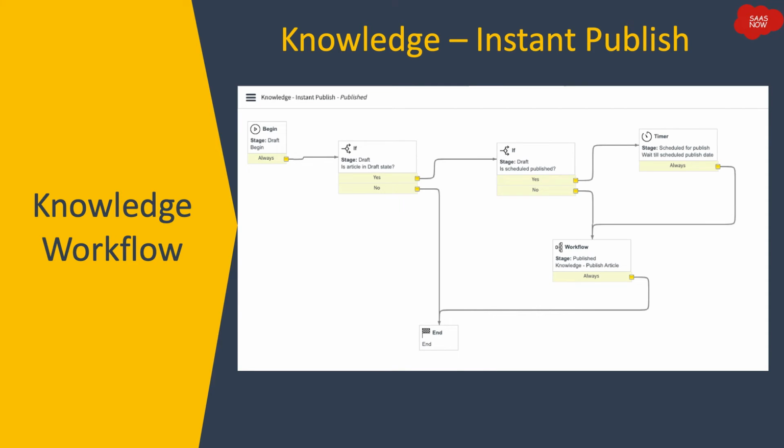Then we have another set of workflows. One is knowledge instant publish. This is also applied when an article is requested for publish. However, there is no approval activity and the article gets published automatically once requested by the author.